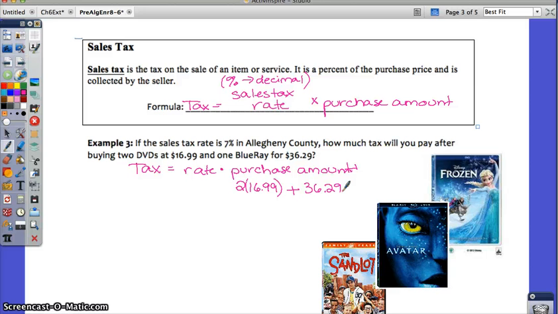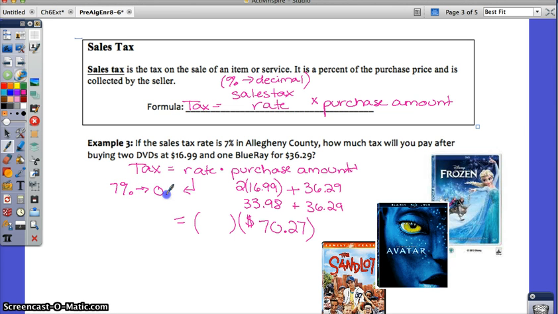Well, your purchase amount is going to be, this multiplied by 2 is $33.98. And then add $36.29 to that. You're getting $70.27. So the tax is going to be the rate times that purchase amount. Your rate is 7%. And 7%, make sure you write that as a decimal. That's 7 100ths. And now use your calculator to multiply those together.